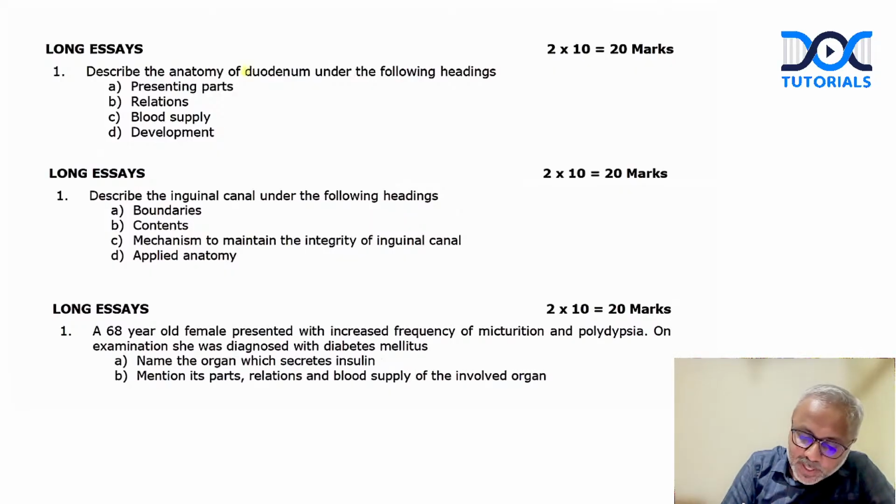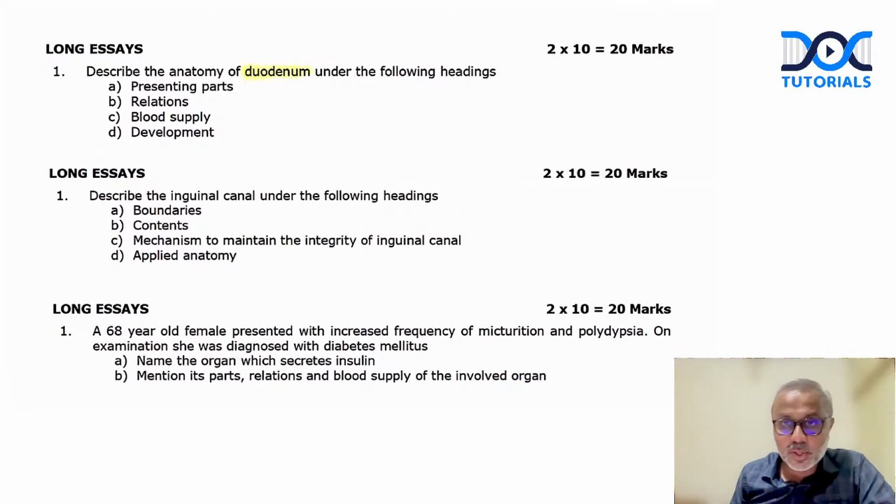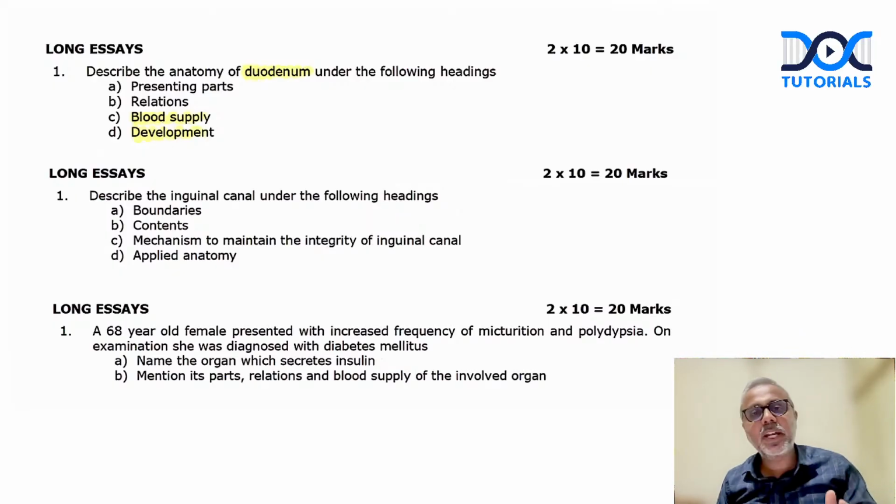right? So you can see a question on duodenum, right? Again, if you observe, blood supply, right? Development. Why they particularly ask about duodenum is that duodenum develops from both foregut and midgut. They want to check it again and again. That's why they ask about interior. That's why they ask about blood supply. That's why they ask about development.